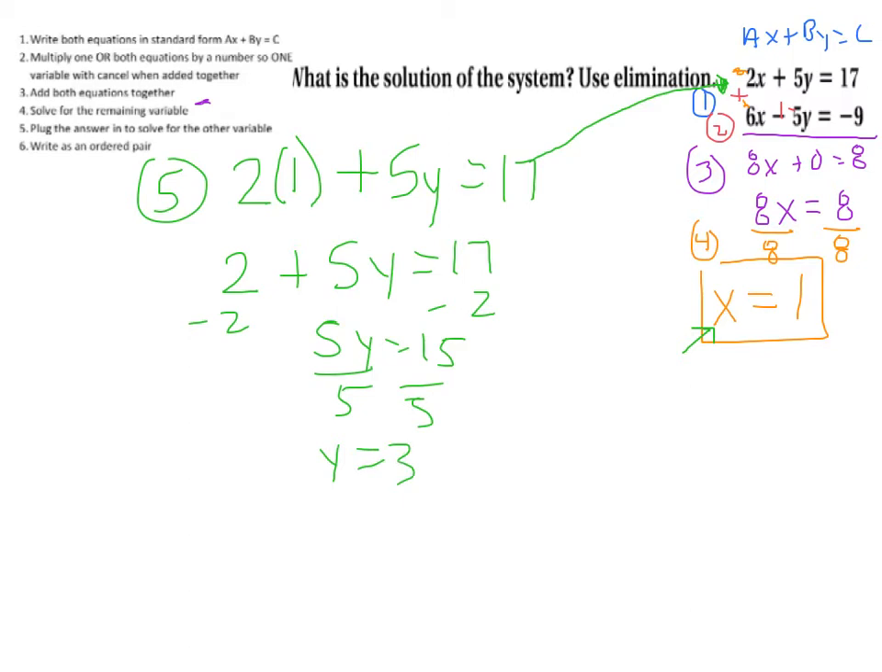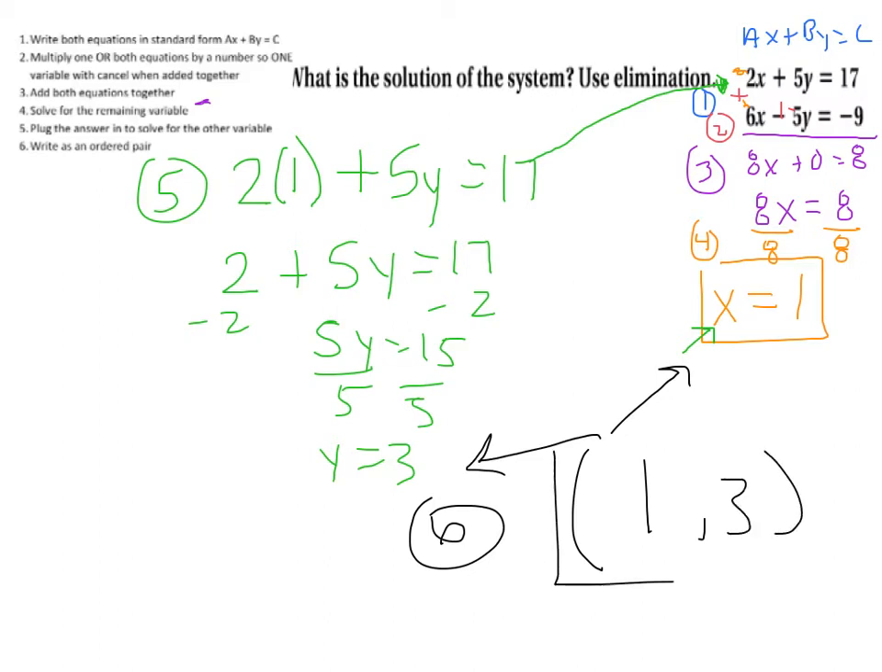And then my last step, step 6, is to write it as an ordered pair. So my x I have found to be 1, and my y I have found to be 3. So that would be my final answer.